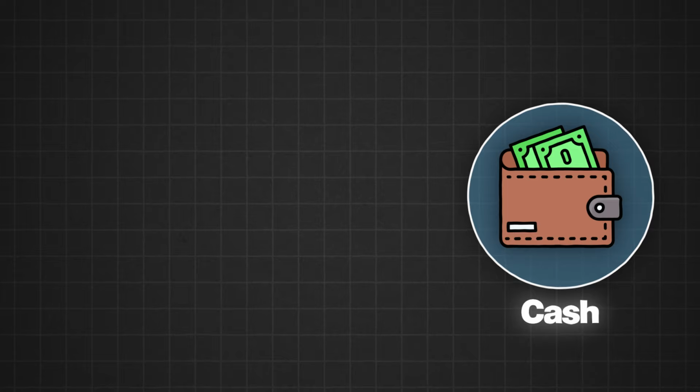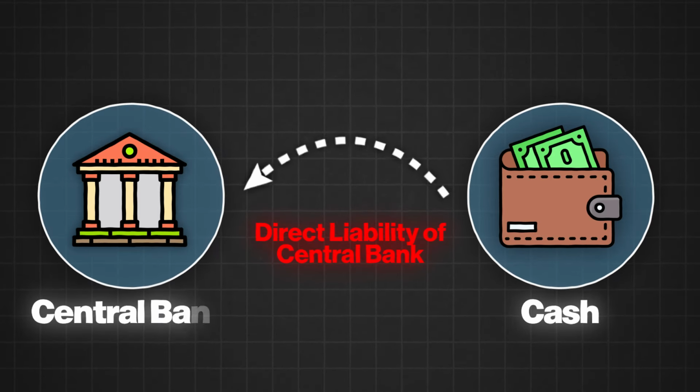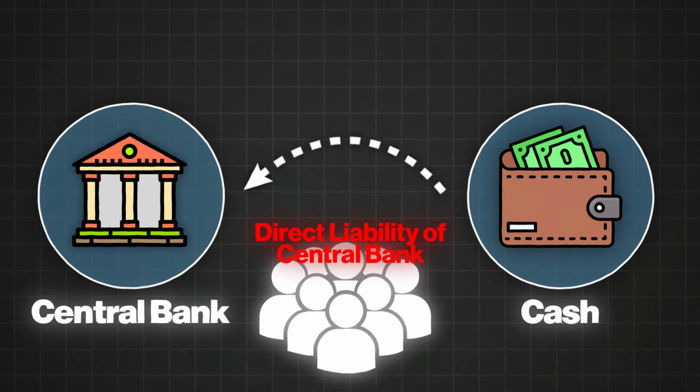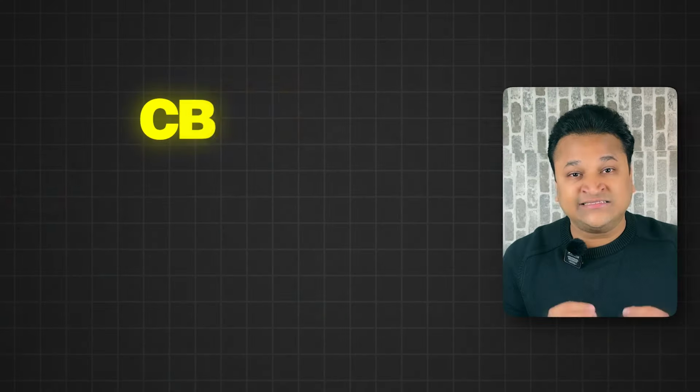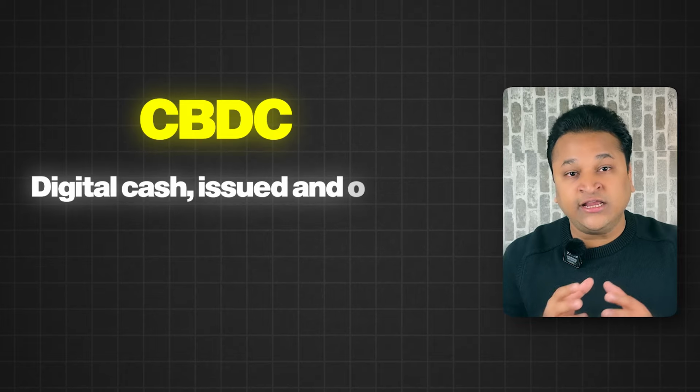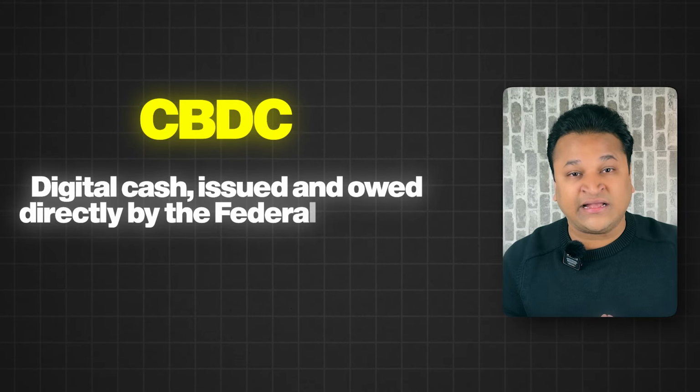But with CBDC, there won't be any need for FDIC insurance because the money is owed directly by the Federal Reserve. Today, cash in your wallet is the only money that is a direct liability of the central bank and available to everyone. With cash, you don't have to worry about someone not paying you back or not having access to your money when you need it. CBDC will be like digital cash, issued and owed directly by the Federal Reserve.